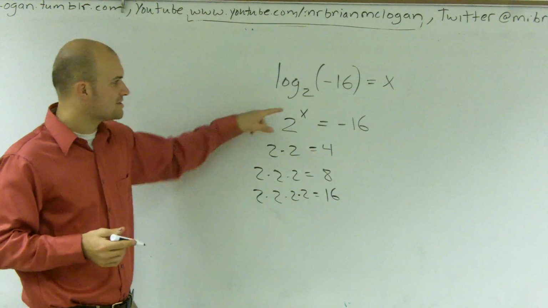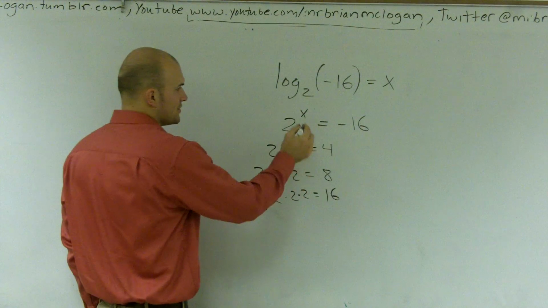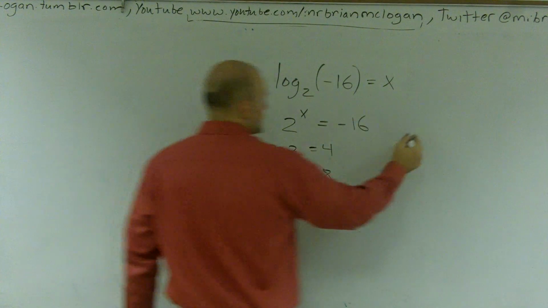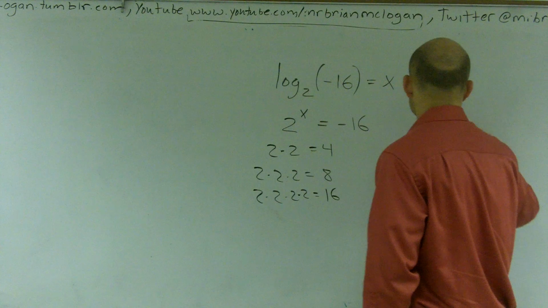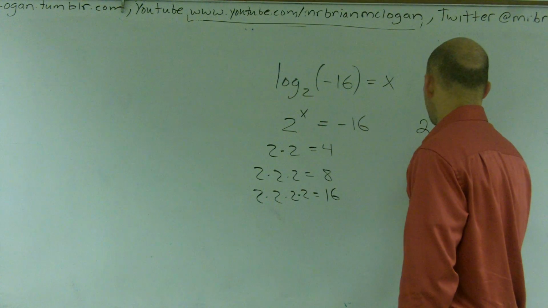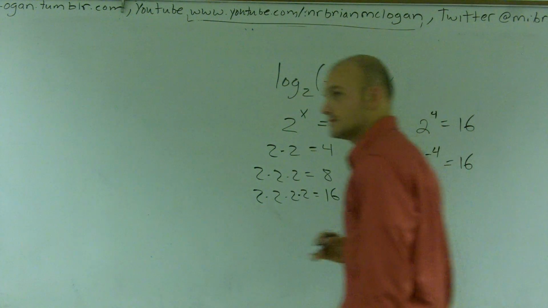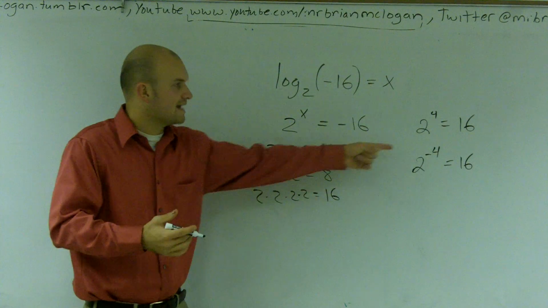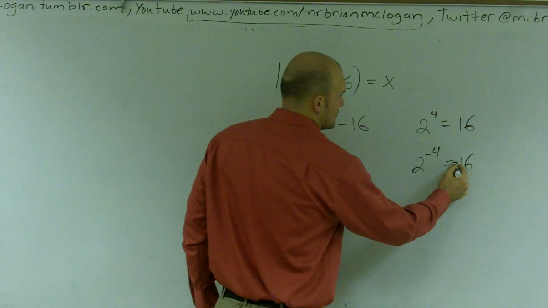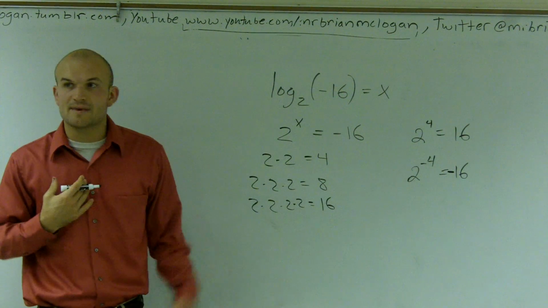Now, some of you might say, well, Mr. McLuhan, why don't we do, instead of doing x equals 4, right? Because we know that 2 to the 4 equals 16. Why don't we do 2 to the negative 4 equals 16, right? That kind of makes sense. We have a negative 16. And so let's make our exponent negative.